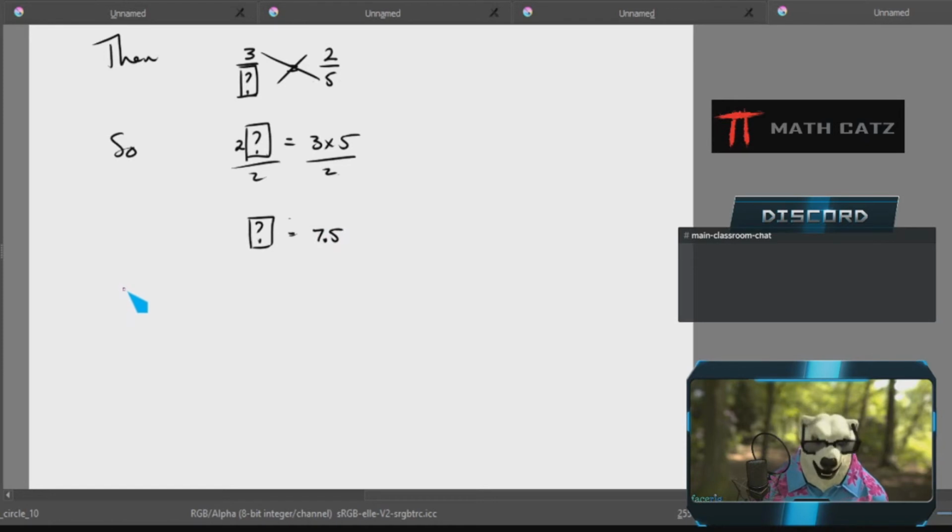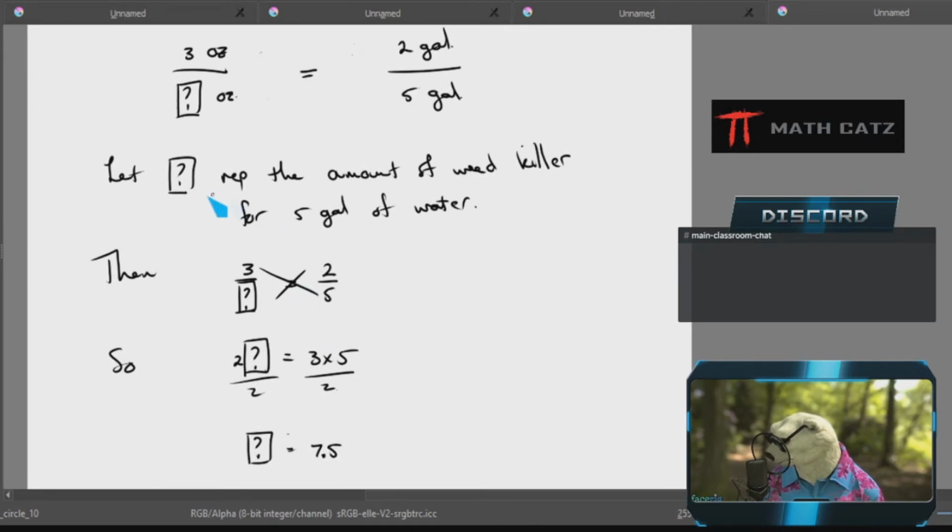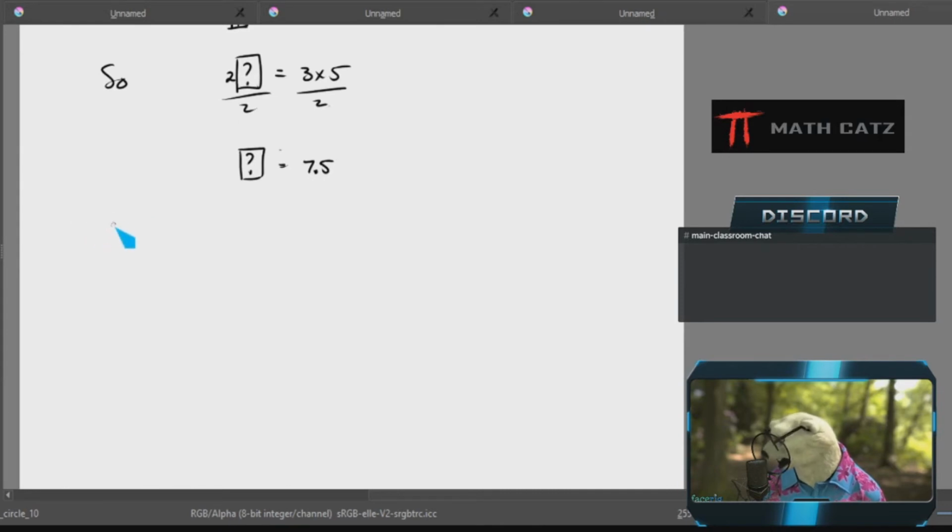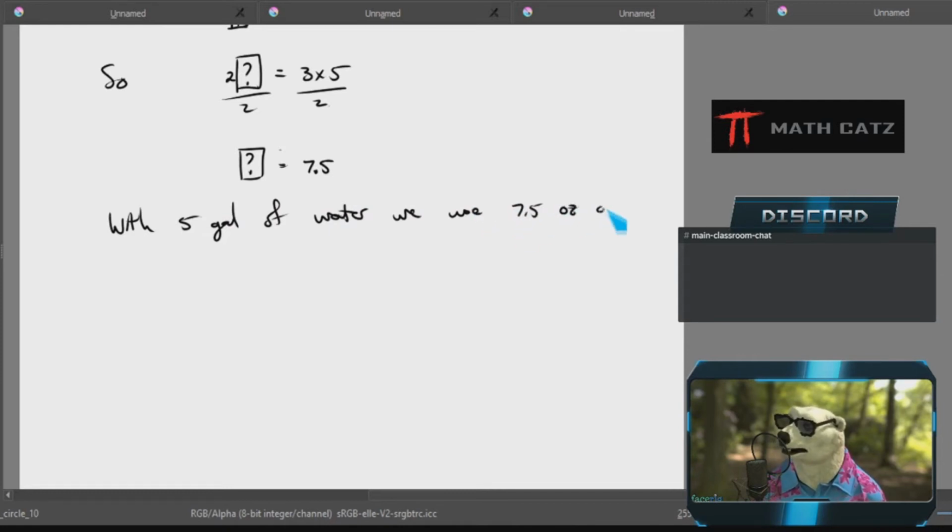Let's write our concluding sentence. What am I solving here? I forgot. It is the amount of weed killer that goes with 5 gallons of water. Okay, I didn't want to mess that up. Yeah, that's important. Get the ratios right. So with 5 gallons of water, we use 7.5 ounces of weed killer. Again, I'm emphasizing the same thing because it is so important.